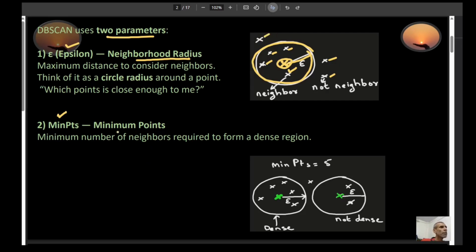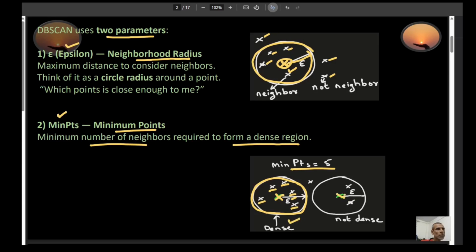And then you have minimum points. This is the minimum number of neighbors that is necessary in order to form a dense region. So let's take a look at this example. This is my point right here, and let's say my epsilon is this. You draw a circle like this, and then you ask yourself, in this case my minimum points is 5, do I have at least 5 points over here? And the answer is yes. 1, 2, 3, 4, 5. You have at least 5 points within the radius of epsilon. So this would be your dense region.